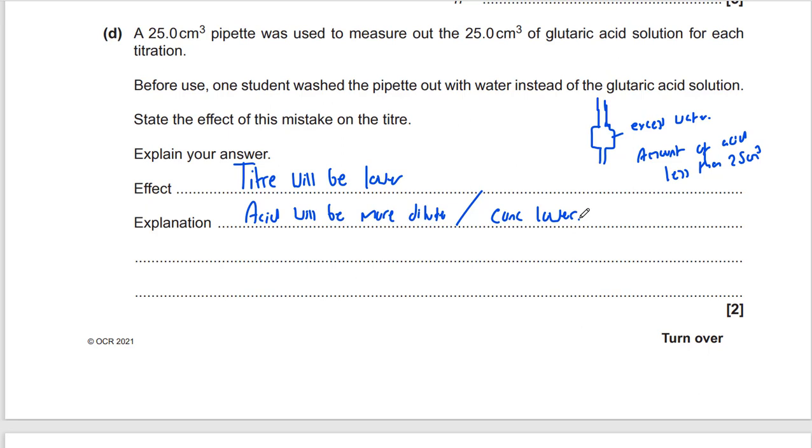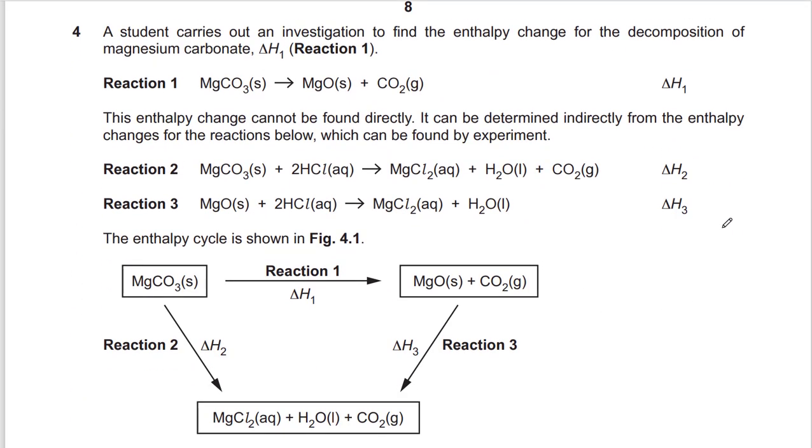So these questions always pop up on practical skills asking what the effect would be if I did this, that, or the other. Think it through. Ask yourself, the only thing that would affect the titre is the number of moles of what's in the burette or the number of moles of what's in the conical flask. So you need to ask yourself the question, how are the number of moles being affected by what I'm doing? By adding excess water and not washing out the pipette properly and leaving water behind, you're lowering the amount of moles of acid being transferred, and therefore the titre lowers as a result. So, on to question 4 then.